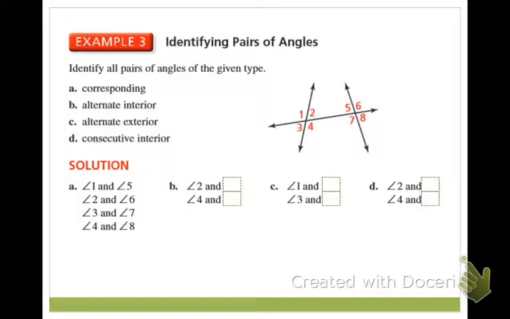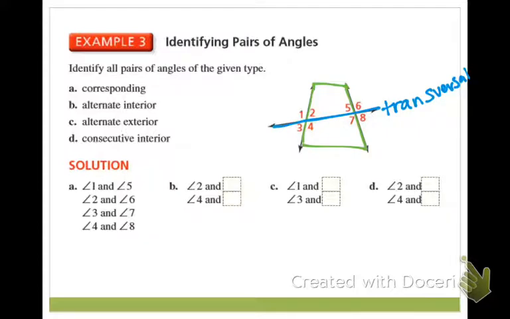This next one asks for alternate interior. So it needs to be inside the double lines and then alternating across the transversal. Go ahead and label that this is your transversal, because remember, your transversal is one line that cuts through two lines. I highlighted it in blue for you. So we need them to be inside of the double lines and on opposite sides of the transversal.